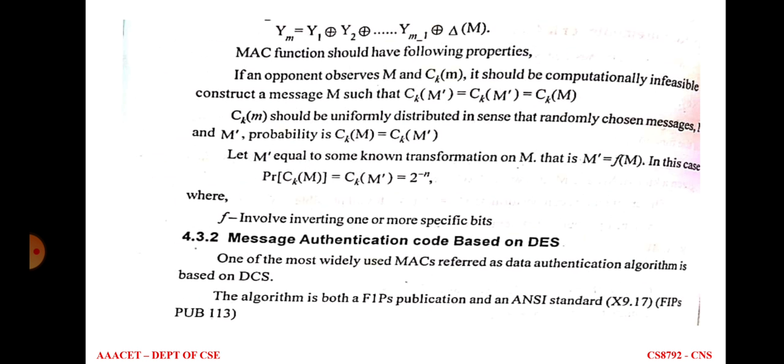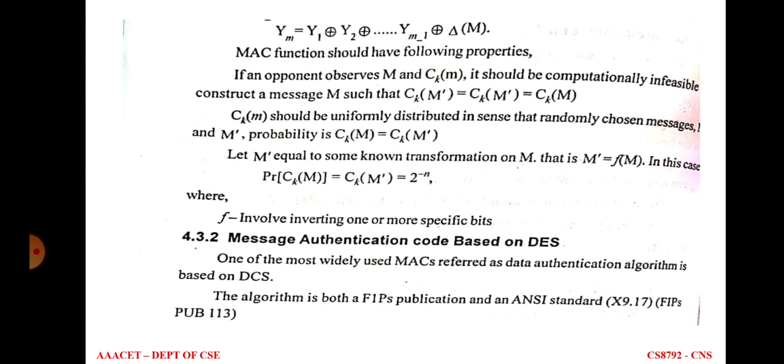The MAC function should have the following properties. If an opponent observes the message, it should be computationally infeasible to construct the original message, and C(M) should be uniformly distributed. For random messages M and M', the probability that C(M) equals C(M') should be the same. Consider M' equal to some known transformation of M, where F involves inverting one or more specific bits.